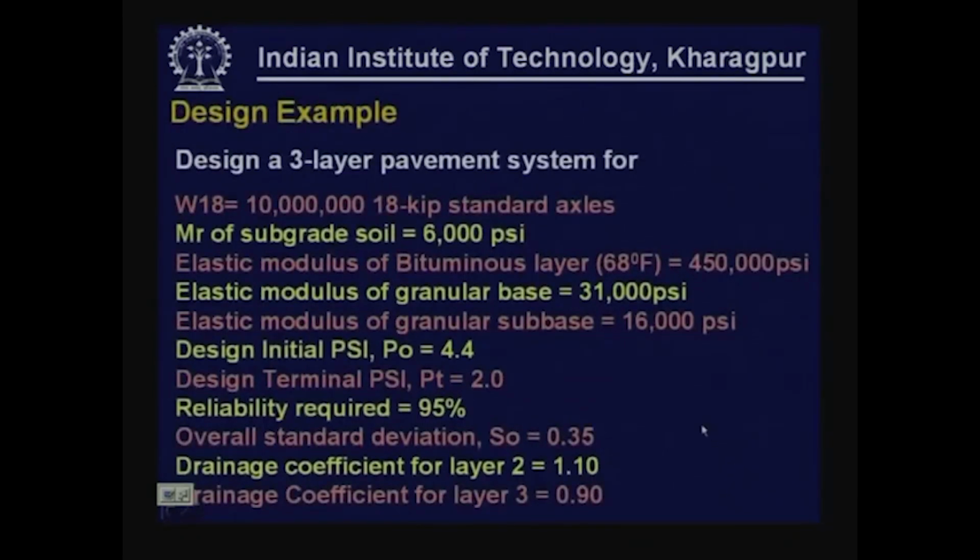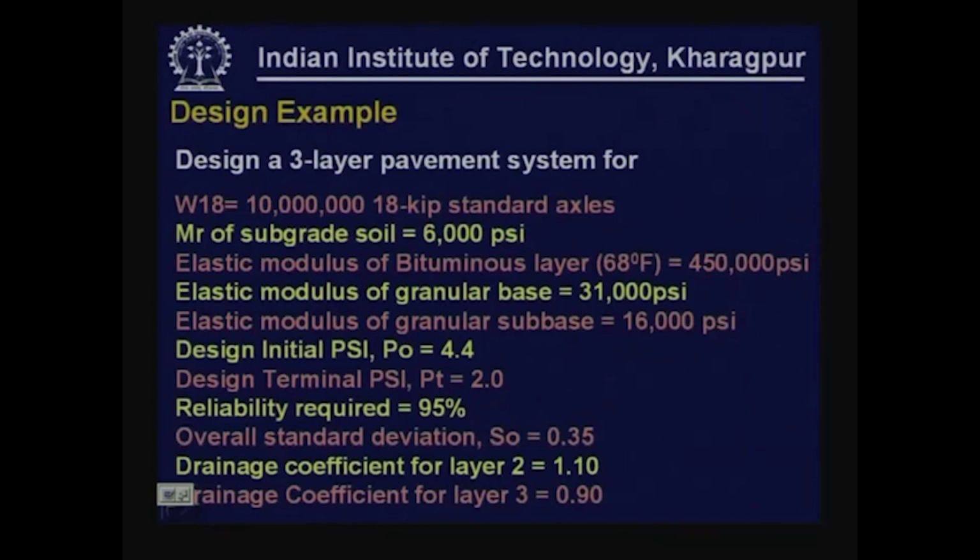I have given a design example here. We can see this data here. W18 is 10 million standard axles. We are trying to design a 3-layer pavement. MR is 6000 psi. Elastic modulus value of bituminous layer at 68 degrees Fahrenheit is 450,000 psi.